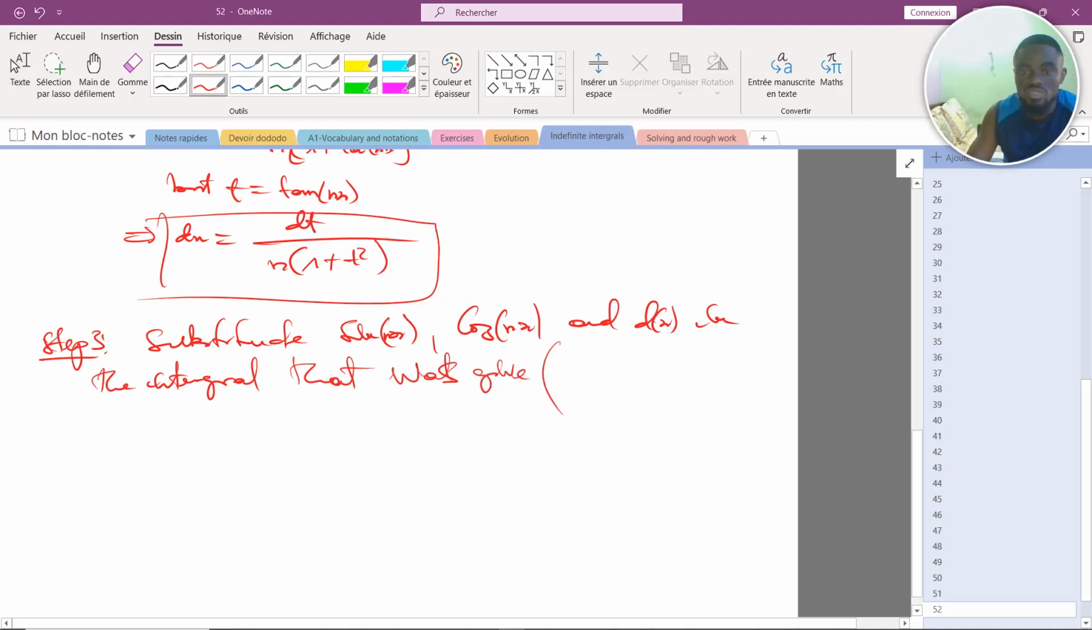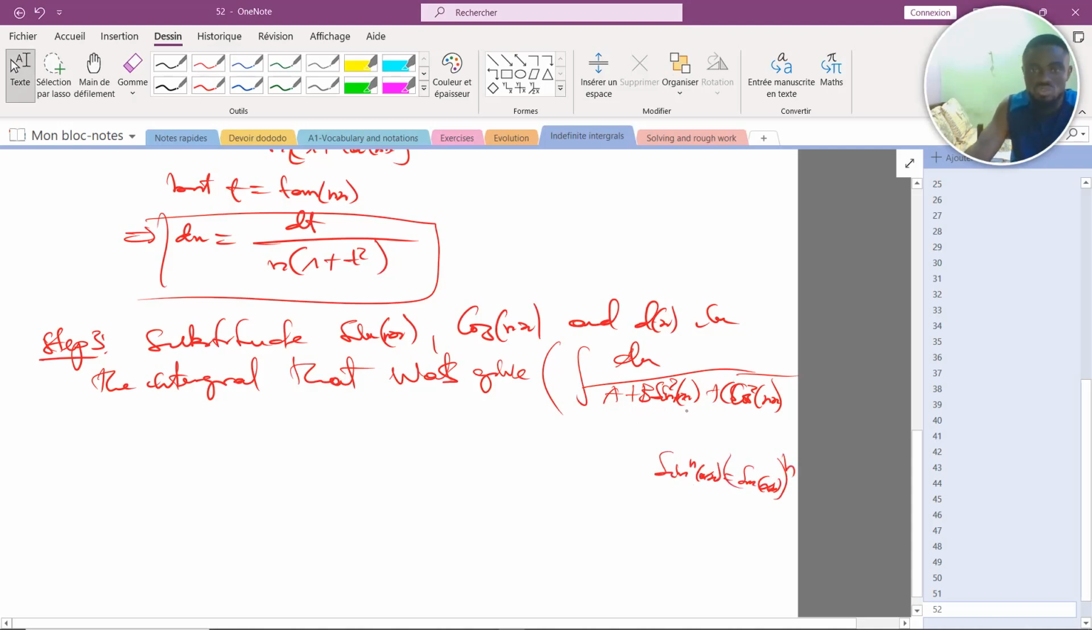When I'm talking of the integral that was given, that is the integral of dx on a plus b sine square nx plus c cos square nx. So you replace, don't forget, sine n alpha x is equal to sine alpha x all that to the n.